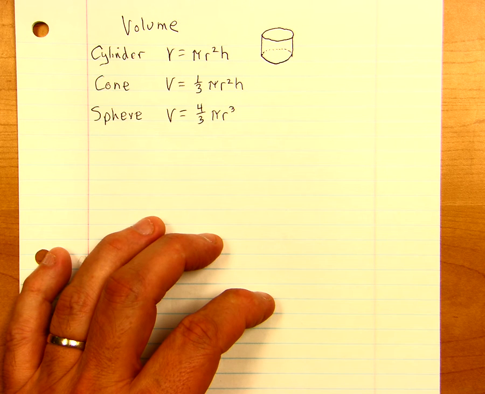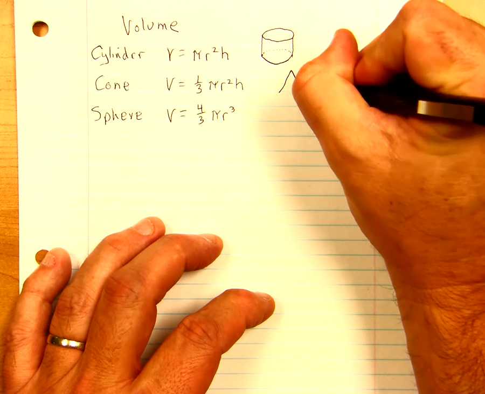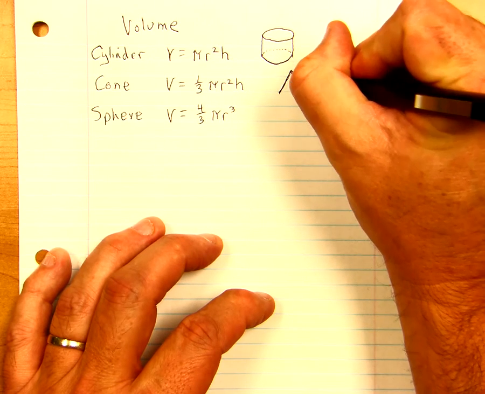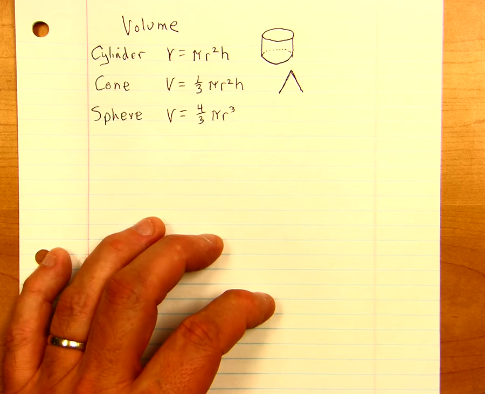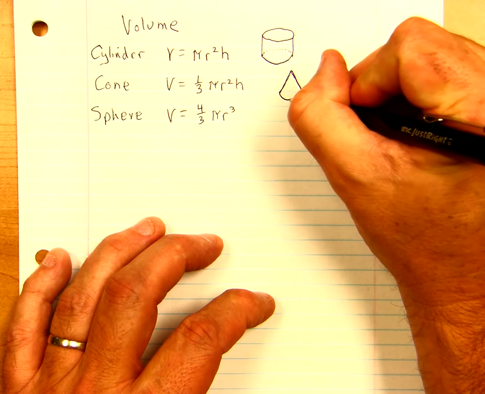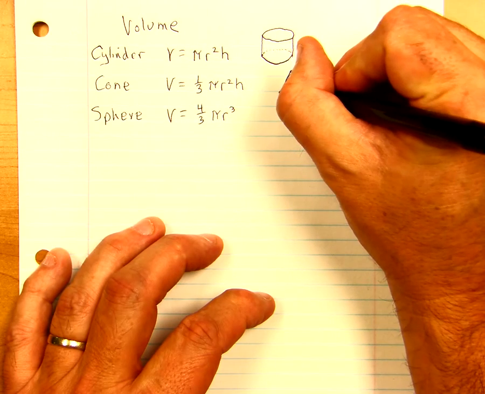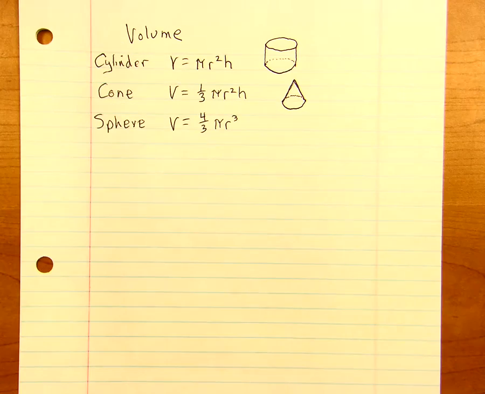Cone, you make an upside down V. And then you do a loop around the bottom. And again, do a dotted line to make up an oval on the other side. There's your cone.